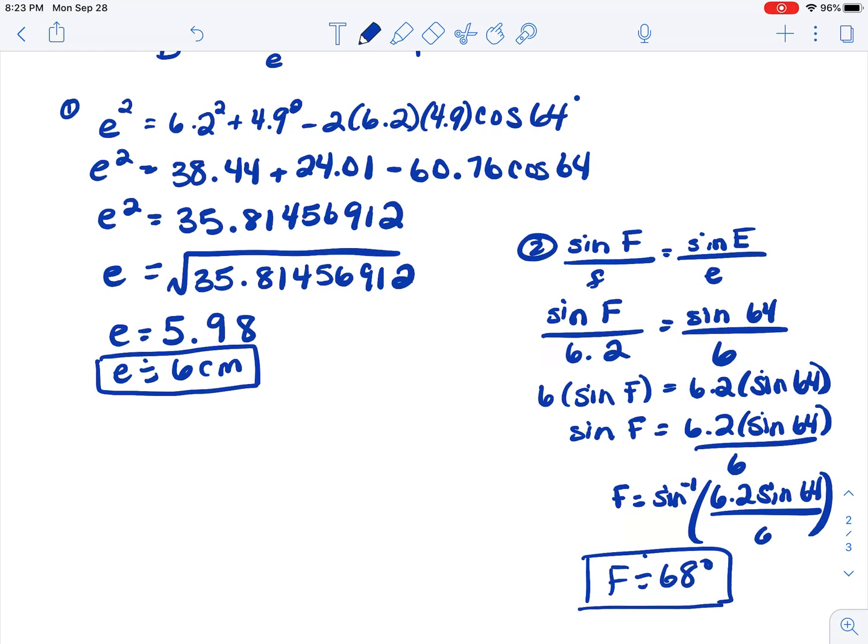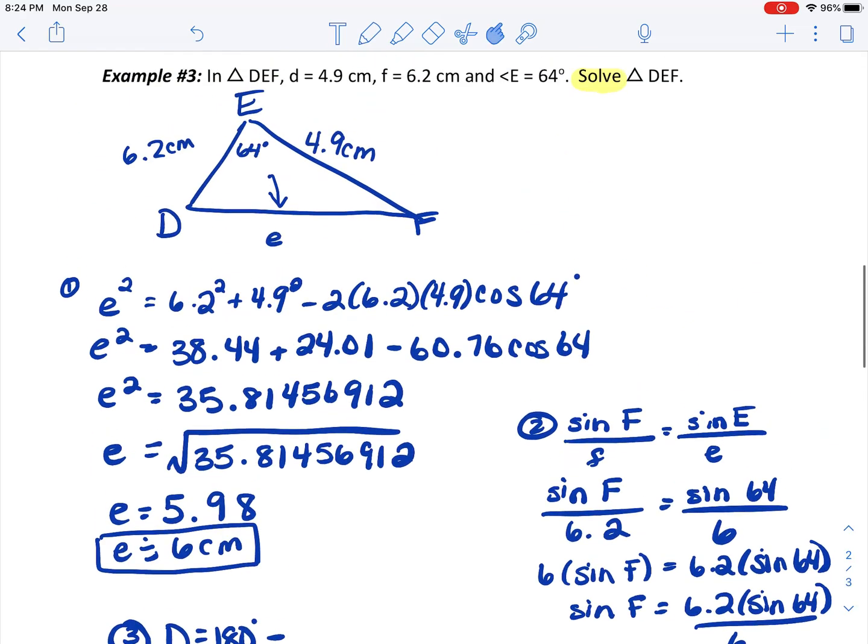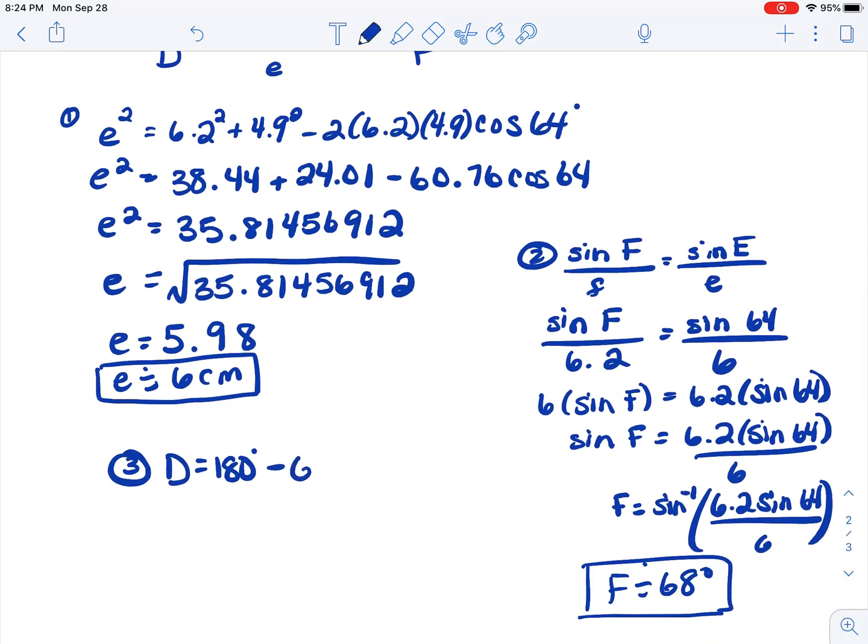I'm still not done. I need one more angle. I want the least amount of work, and that was angle D. So I'm going to do 180 minus the other 2 angles. So we have 180 minus 64 minus 68, 48 degrees. You could use the sine law again if you wanted to. It's just a little more work.